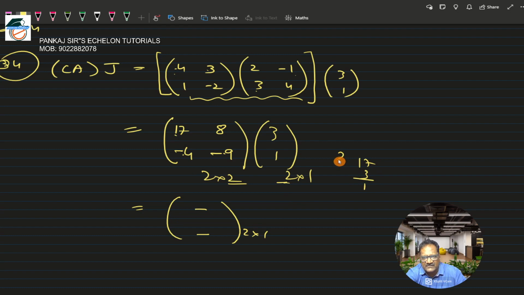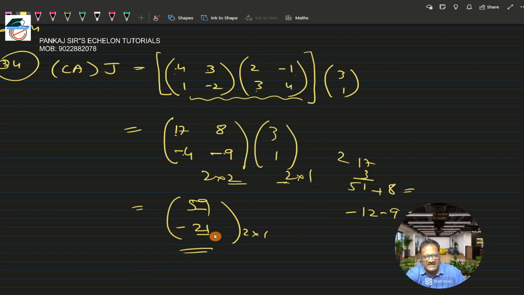7 3s are 21, 2 carry 3, 1s are 3, so 4 5. 17 into 3 is 51 plus 8 into 1 is 8. So it is 59. Now here I'll get minus 4 into 3, that is minus 12, and minus 9 into 1 will be minus 9. Minus 12 minus 9 is minus 21. Okay, minus 21. So this is your answer.